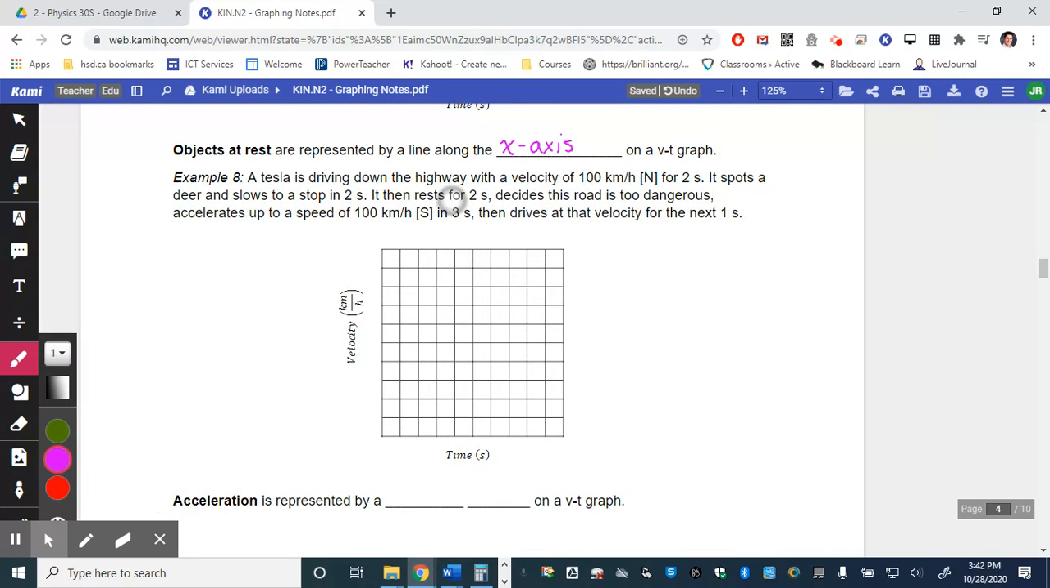A Tesla is driving down the highway with a velocity of 100 kilometers an hour. Let's set this up. This is very similar, okay? Let's draw a nice straight line here. This is time. I think we can do, say, 1, 2, 3 for time. Velocities, let's go again. I think that if we do this, we got 0, 25, 50, 75, and 100. And let's go negatives in the other direction.